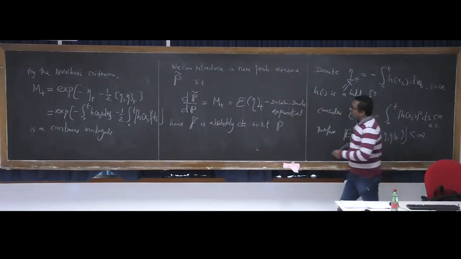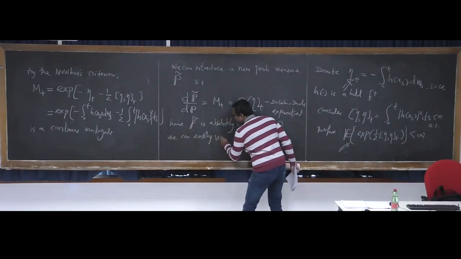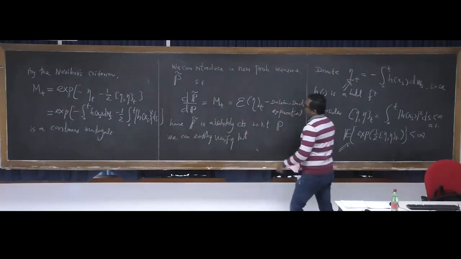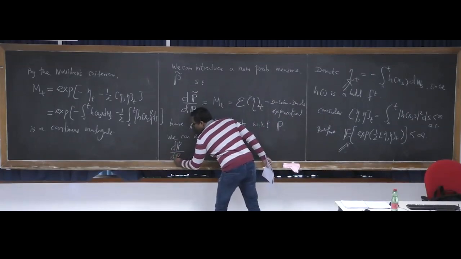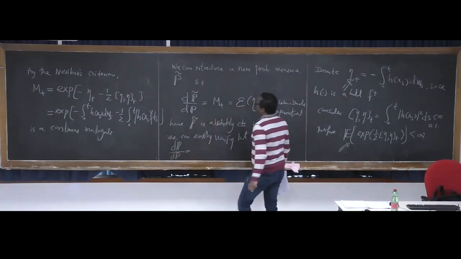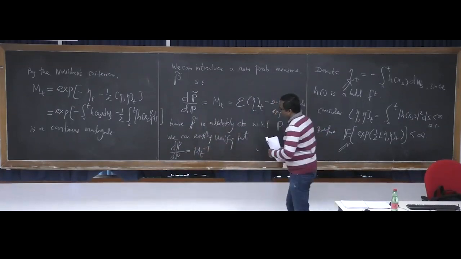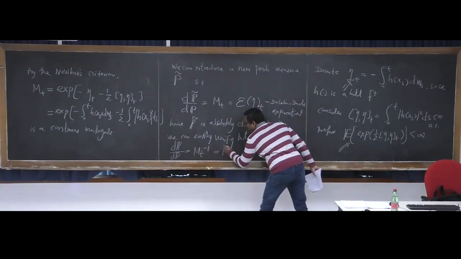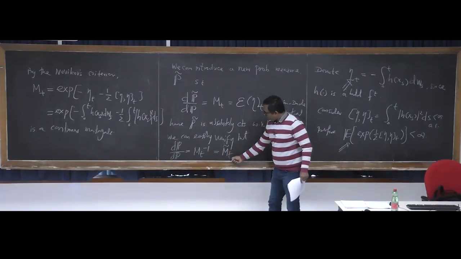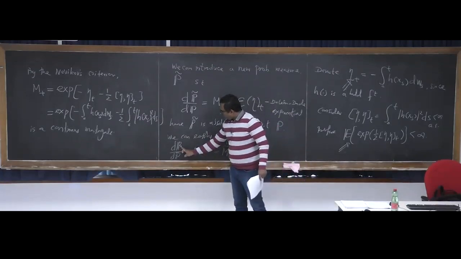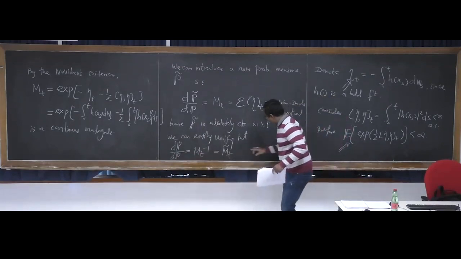And also vice versa, we can easily verify that the Radon-Nikodym derivative of the original probability measure P with respect to the new probability measure P tilde is nothing but Mt inverse. So we denote this Mt inverse as M tilde t. For the rest of the course, we use this notation M tilde t as the Radon-Nikodym derivative of the original probability measure P with respect to the new probability measure P tilde. What is this M tilde t?